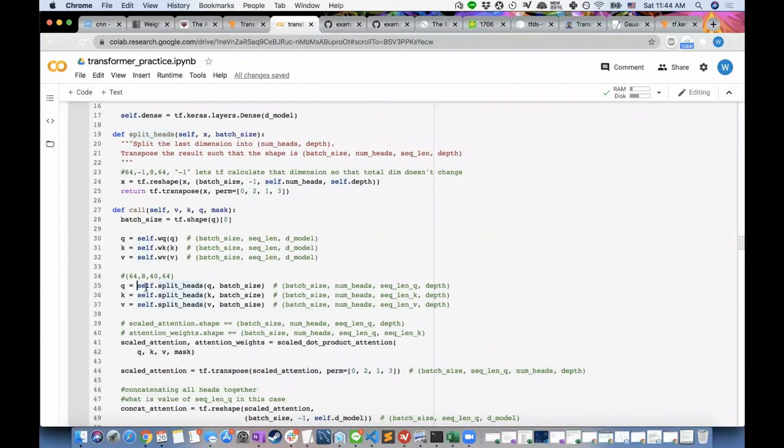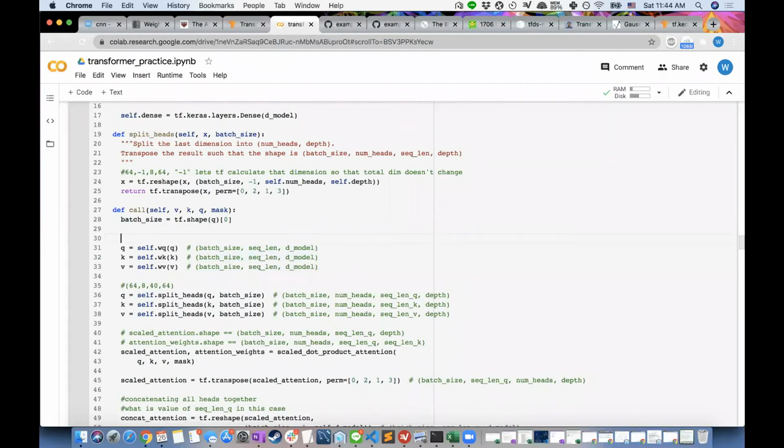Okay, then you split your heads. So what do we have here? We have literally 64, right? 64 and sequence length. I think we dropped the sequence length to be like 40 or less. So we have like 39, I believe. Then your D model is 512, right? So this is the tensor shape.